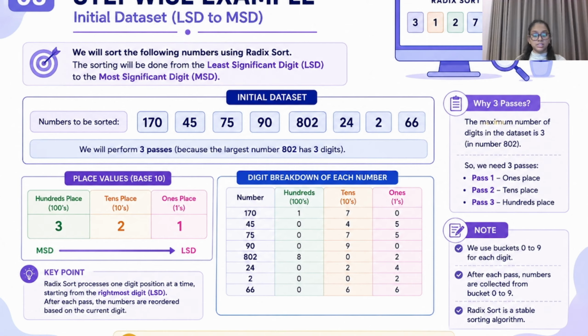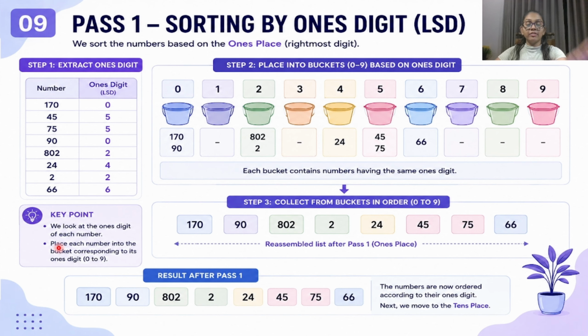Pass 1, ones digit. Pass 2, tens digit. Pass 3, hundreds digit. Notice that the number 2 only has 1 digit. For the purpose of processing the tens and hundreds positions, we can think of it as 002. Similarly, 24 can be thought of as 024. This allows every number to be considered across the same three positions. So let's start with pass 1. For our first pass, we are looking at the ones digit. This is our least significant digit. Let's go through every number carefully.